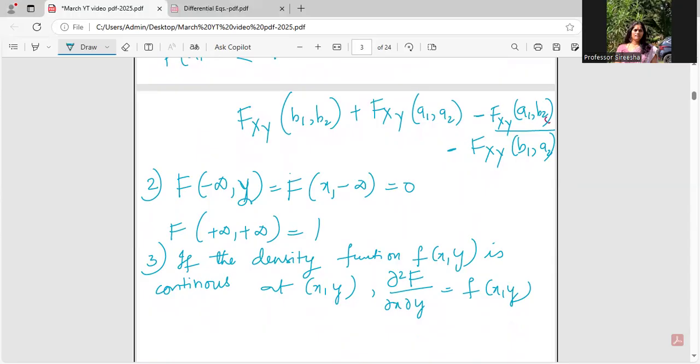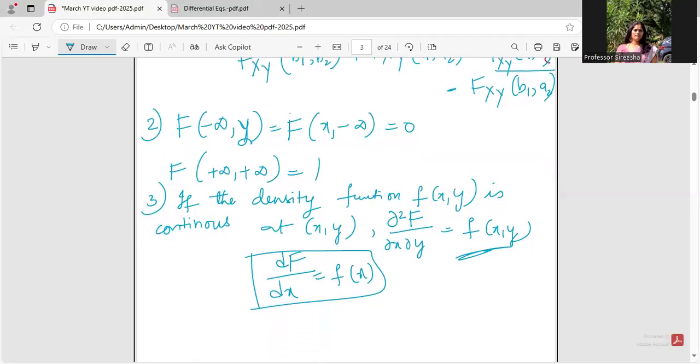Okay, yeah. The density function small f of x comma y, if it is continuous, then we can see this third property, that is dou square capital F by dou x dou y. If the function is continuous, then all the derivatives will exist. So the second derivative of capital F with respect to x and y would give me the small f of x comma y. I hope you remember in one dimension dF by dx would be small f of x. Okay, similar to that. It's an extension of it. Then here you go with again cross variation, the double derivative with respect to x and y.